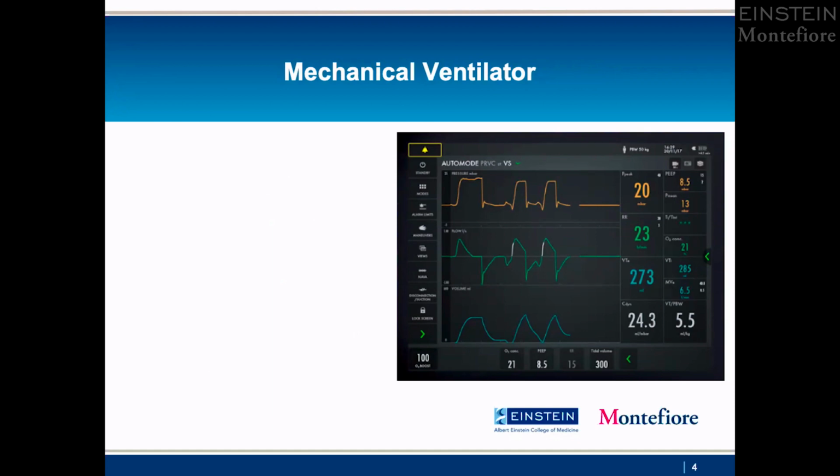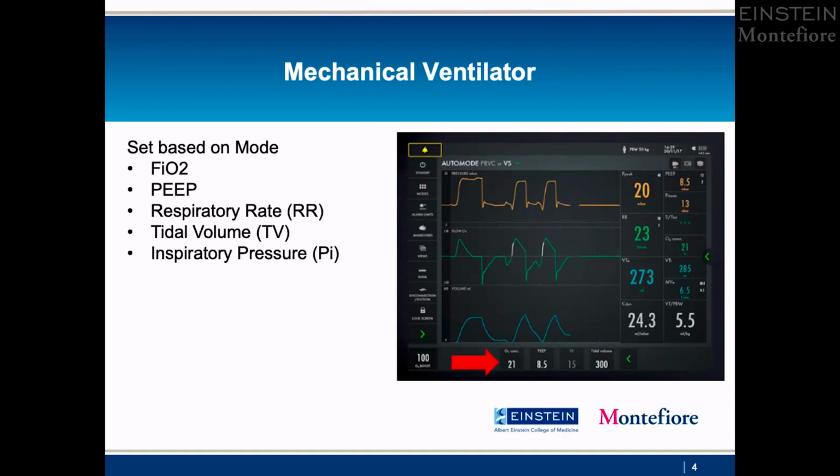Several companies make mechanical ventilators, and the screens vary by brand. Some are touchscreen, while some have dials to change the parameters. This is what it commonly looks like, and I wanted to go over some numbers that are important for us. The first set are the ones down here at the bottom. These are the parameters that we set based on the mode of ventilation and patient's oxygen requirements.